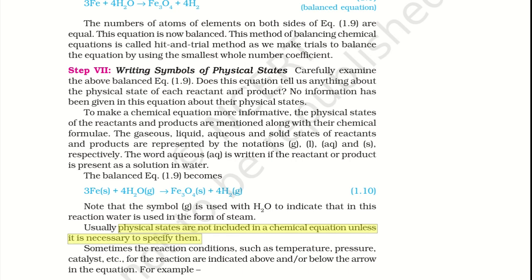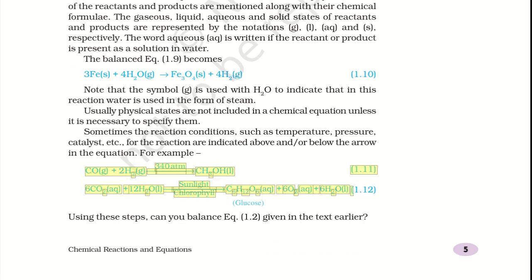Many times we have to consider the temperature, pressure, and catalyst involved in the chemical reaction also. In these two final equations you can find that they have written how much atmospheric pressure should be there to conduct the reaction correctly. Here also the equation for photosynthesis is given to you, where the presence of sunlight and chlorophyll is needed to conduct the whole reaction. So that should be written near the arrow.